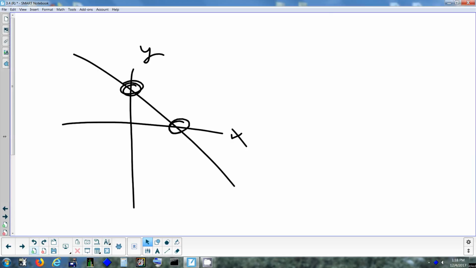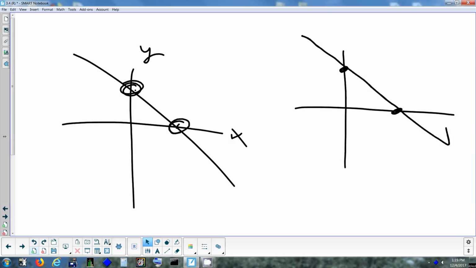Right. And let's say you were sketching a graph by hand, and you could find that point and draw it, and you could find that point and draw it, that's all you need. Now just take your ruler, draw your line. But the key is we have to find those 2 points. That's what we're going to show you how to do. Okay?